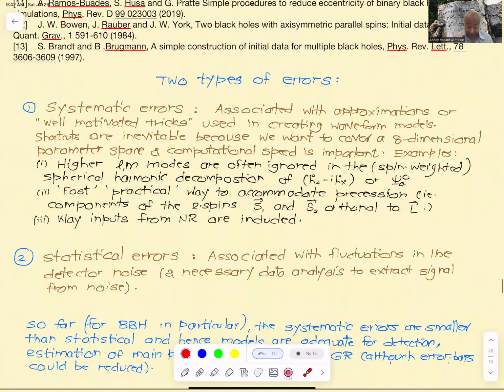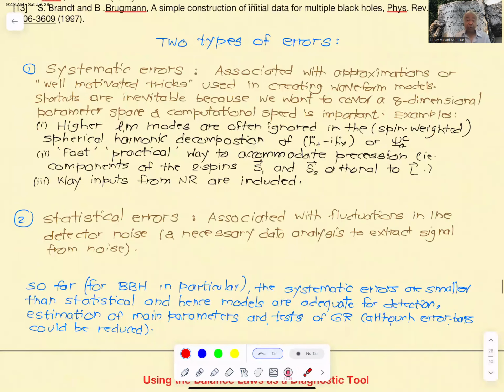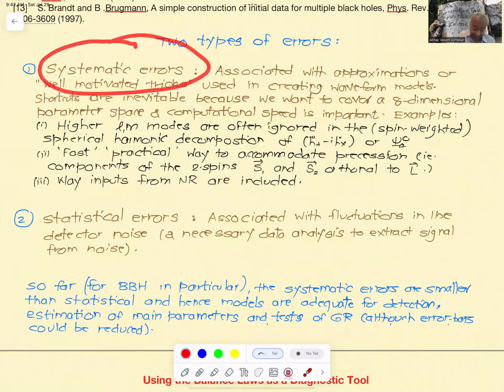So let me finish this lecture by talking about the two types of error that we have to worry about. You might worry about, well, all these approximation methods are used, you produce these waveforms, and then you actually use them to talk about detection and also about parameter estimation. Why can we trust all these things? So I think it's important to understand these two types of errors. The first is called systematic errors, and the second is called statistical errors.